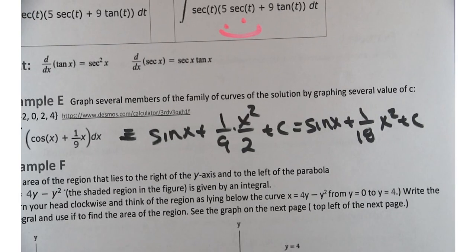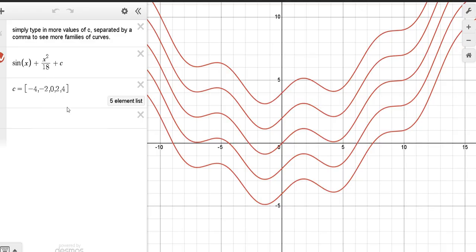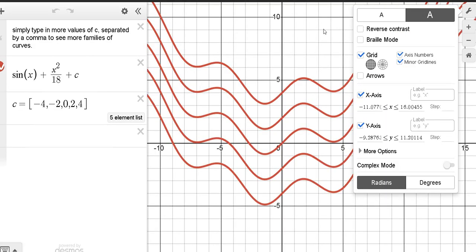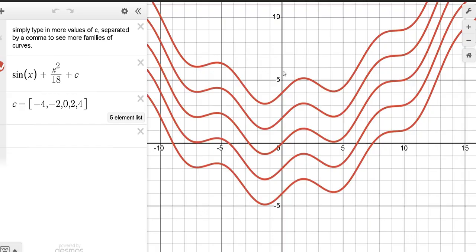And what they're asking you to do is graph this for several different values of the constant. It's probably easiest done in Desmos. What you're seeing are different levels of this function. They all have the same derivative, right? The slope of the tangent line is going to be the same no matter where you're at. It's just shifted up or down vertically depending on the value of c. There's your 5 different values of c. Looks good.